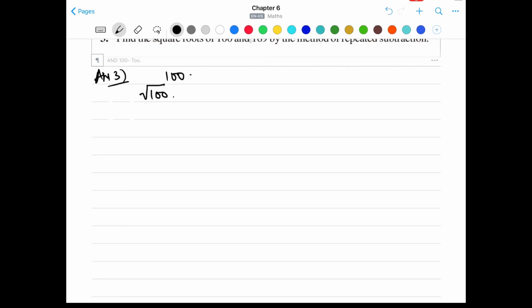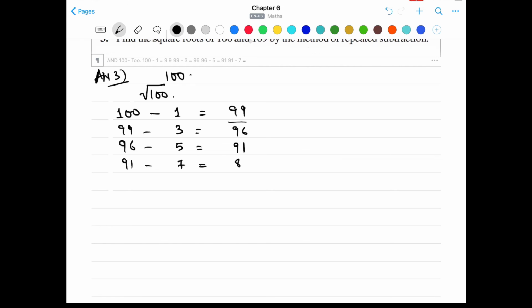So let's start. We have the number 100. From this 100 we'll subtract the first odd number, which is 1. So 100 minus 1 is 99. We'll take this number now, 99, and subtract the next odd number, 3. So 99 minus 3 is 96. Now we'll take the next odd number, which is 5. 96 minus 5 is 91. 91 minus 7, the next odd number, is 84.